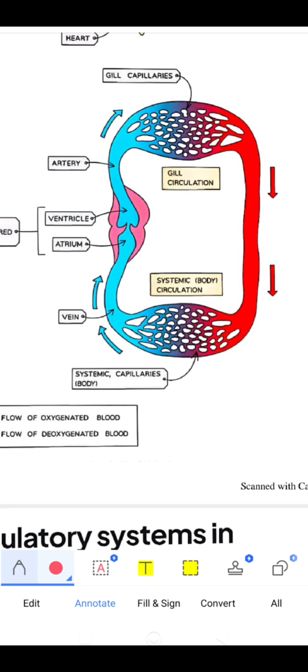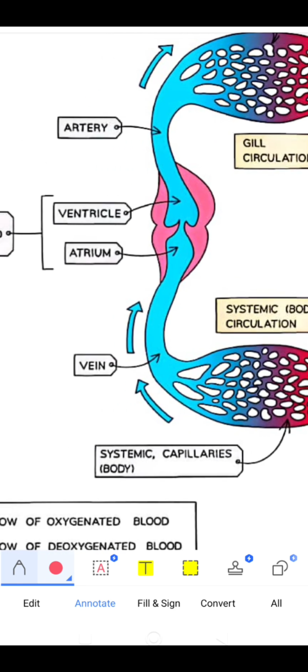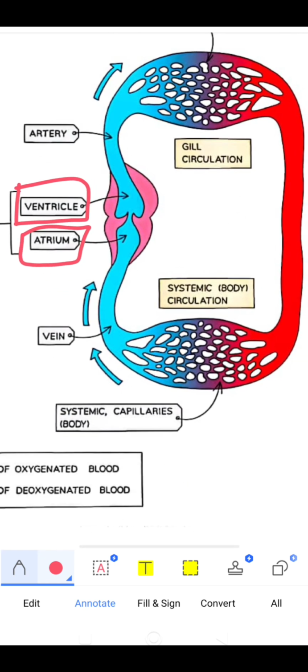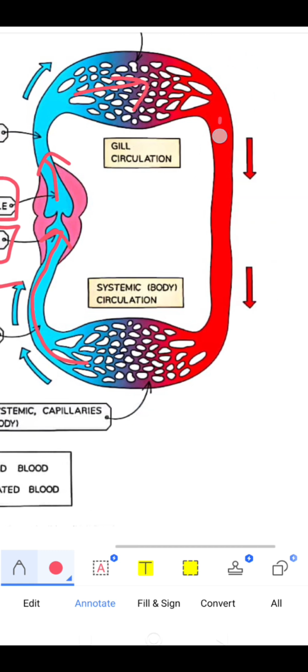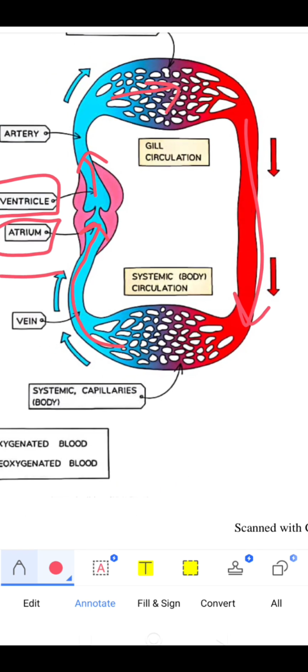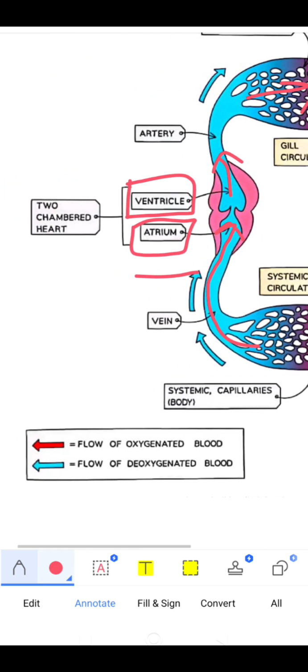Single circuit circulation: you can see this is the heart of the fish, and it has only two chambers, the ventricle and atrium. You can see the blood from all over the body is coming towards the heart. Which part of the heart? That is the atrium. Towards the atrium the blood is moving. After the atrium there comes the ventricle, and through the ventricle it will enter into the gills, and then all around the body.